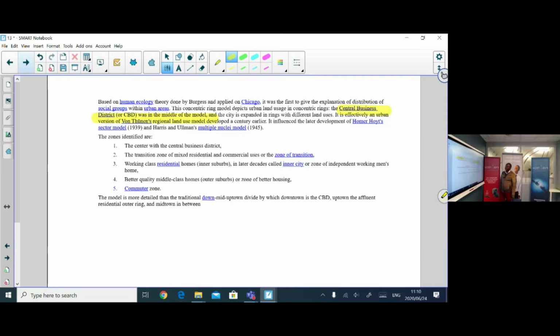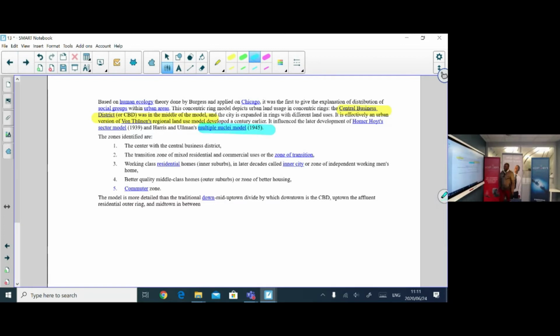That was around in the 1800s. It influenced the later development of Homer Hoyt's theory, which was done in 1939. We are going to look at that, the Hoyt theory, and Harris and Ullman's multiple nuclei, we dealt with this yesterday.